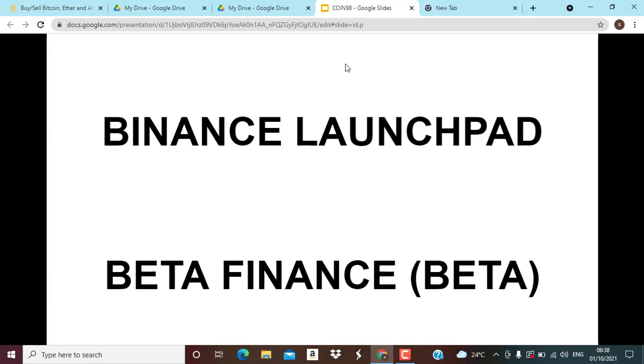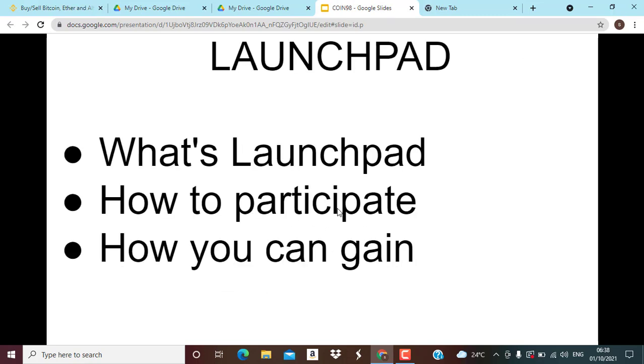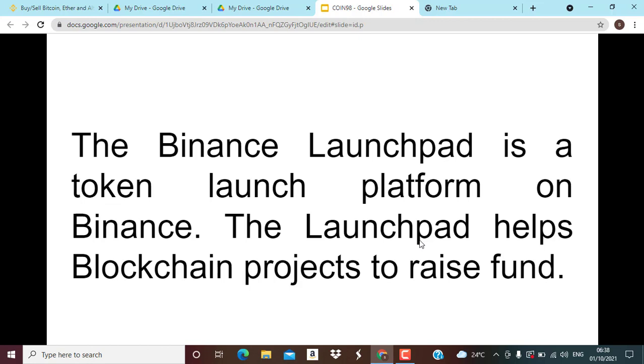So the question is, what is Binance Launchpad? Binance Launchpad will help you do a lot of stuff. What is a launchpad? How can I participate, and how can you gain from the launchpad? Binance Launchpad is a token launch platform on Binance. The launchpad helps blockchain projects to raise funds. That is the main goal of the Binance Launchpad.